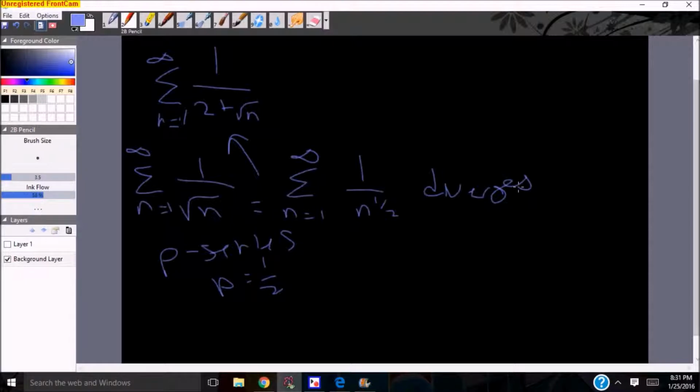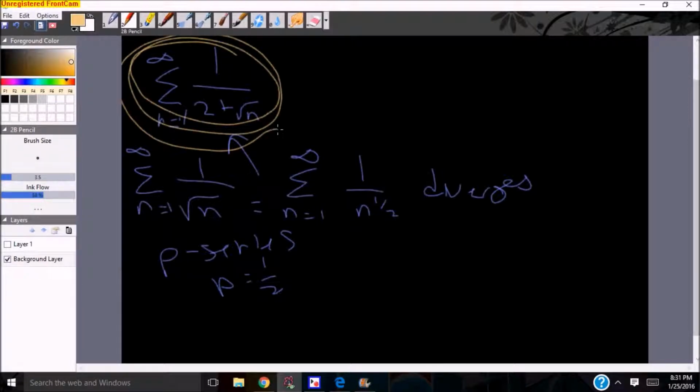And so that may make you think immediately that the one we're trying to compare to, this one that I've circled in orange, is also going to diverge. But there's one problem. This function, 1 over root n, is going to have a smaller denominator than the one I've circled and the one we're trying to compare to. And that means that it is larger than this current series.